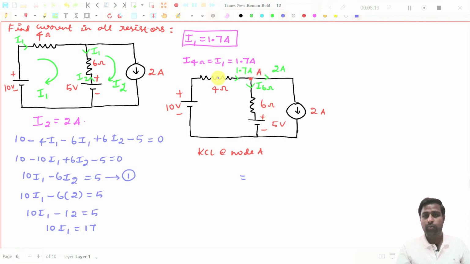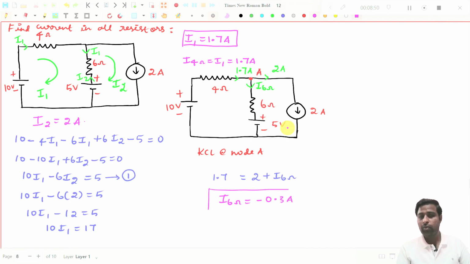You see this 1.7 amperes is coming towards the node, so I have to put it on the left hand side. So 1.7. Then this 2 amperes is going away, so I have to put it on the right hand side. And this current through 6 ohms is also going away from the node, so I have to put it on the right hand side. If I simplify this, the current through 6 ohms will be equal to 1.7 minus 2. So I am getting a negative value. So the current through 6 ohms becomes minus 0.3 amperes.